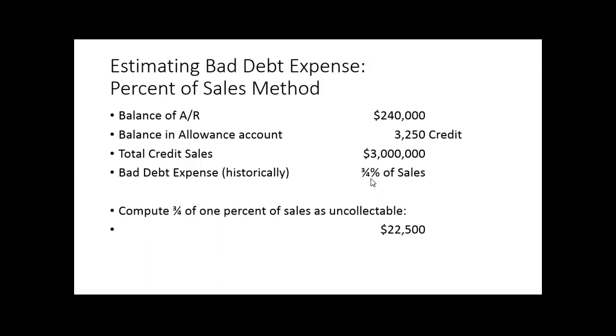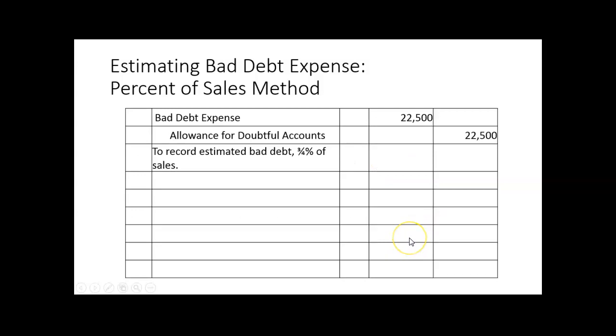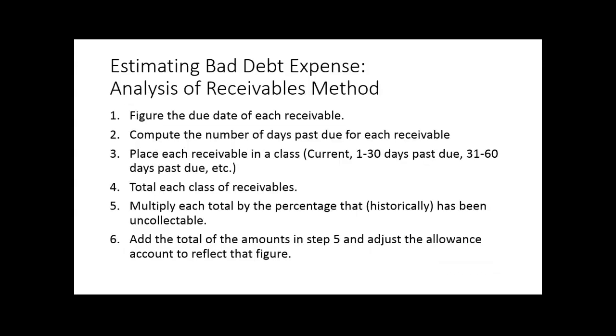We're worried about the expense, not the allowance. I have no idea what the allowance balance is, and I don't care what that is. All I worry about is 0.75 of 1% of credit sales, $22,500, and I make an entry like this. I debit bad debt expense for $22,500, and I credit allowance for doubtful accounts for the same amount to record the bad debt expense.